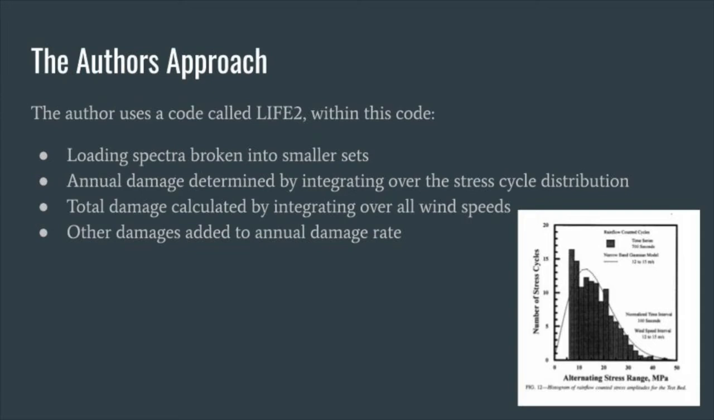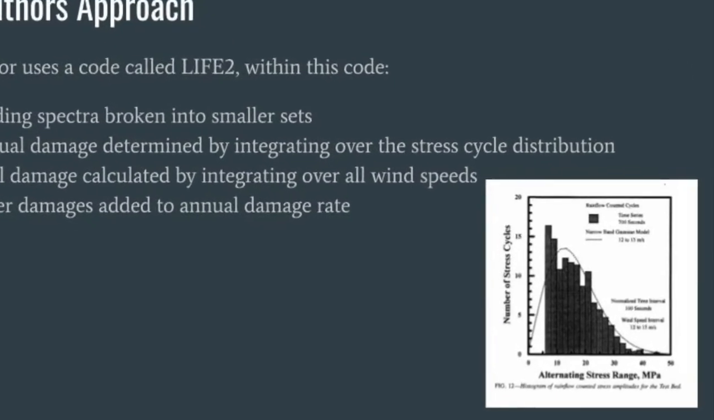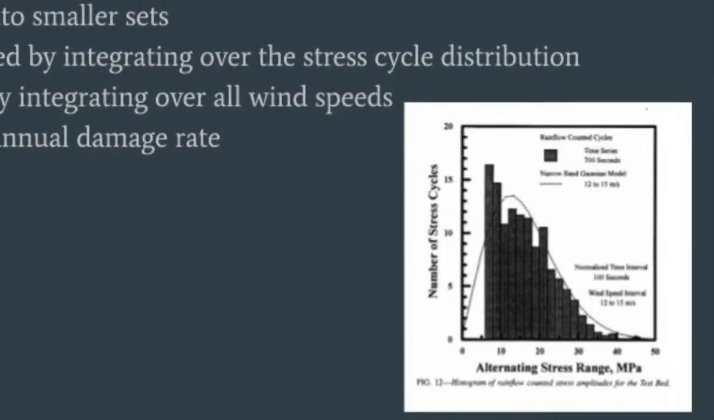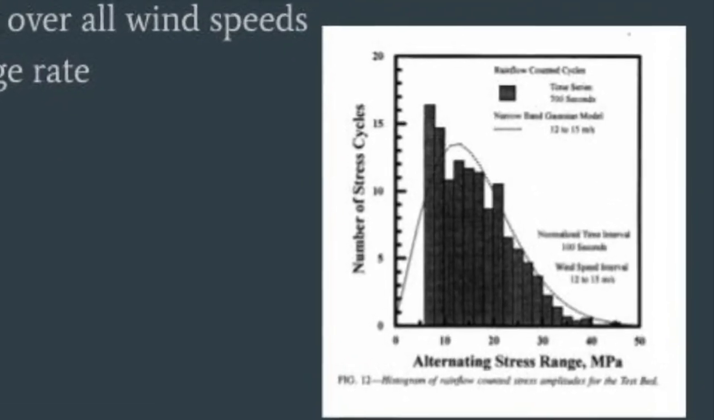So what is the author's approach to this problem? Well, the author uses a code called LIFE2 to approximate the wind turbine fatigue life. Within this code, loading spectra are broken up into smaller problem sets depending on the operational state of the turbine. As well, the stresses at each nominal wind speed are defined by a histogram of stress cycles, which you can see here.